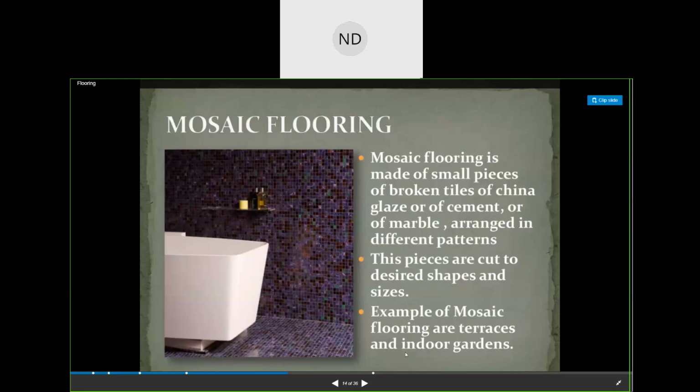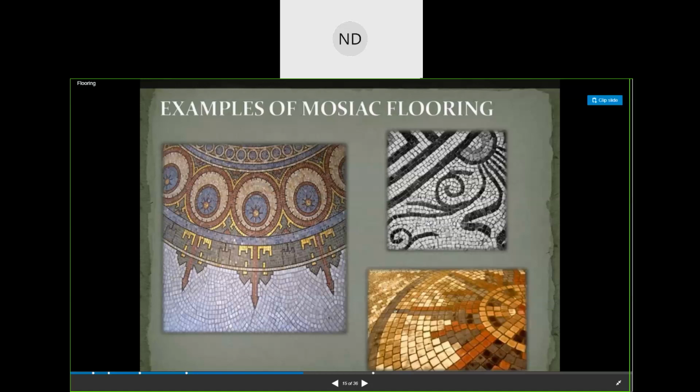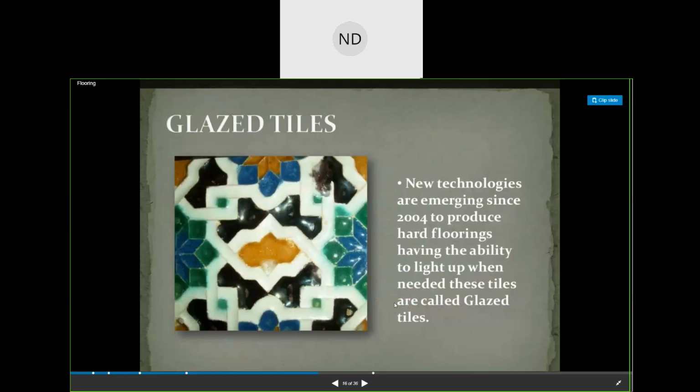Examples of mosaic flooring are terraces and indoor gardens. In indoor gardens or terraces you can use it, or in washrooms also, it depends upon you. You see here the different marbles or different pieces of tiles arranged in different shapes, small pieces. You can see these examples in old sculptures or old buildings, historical buildings.